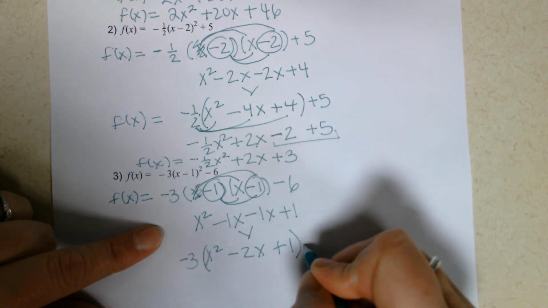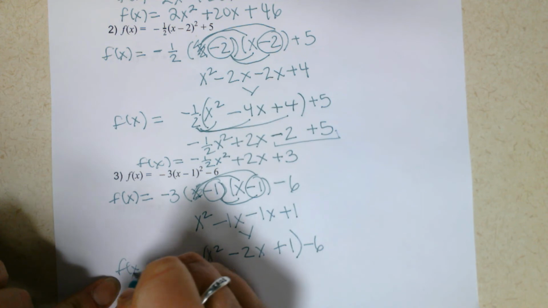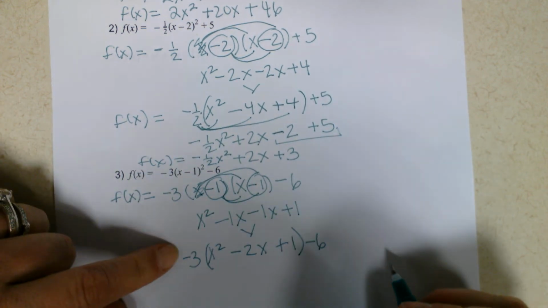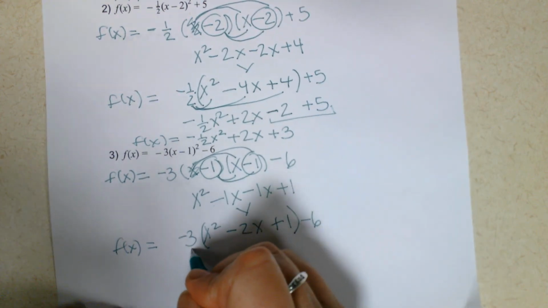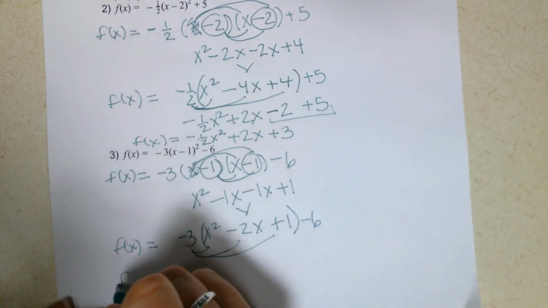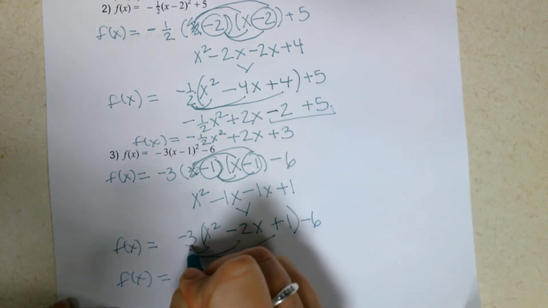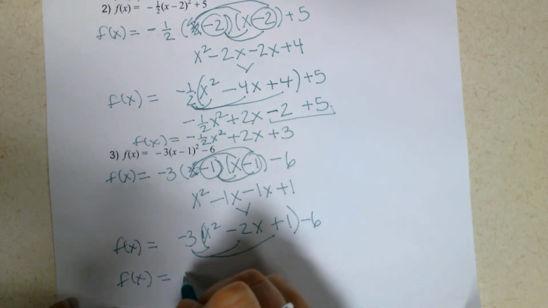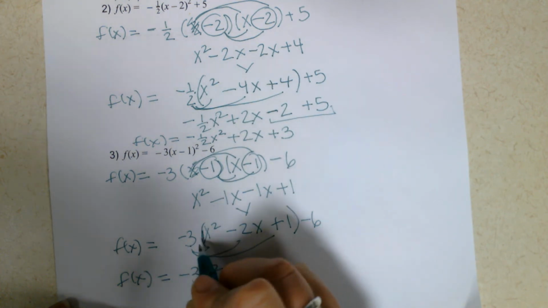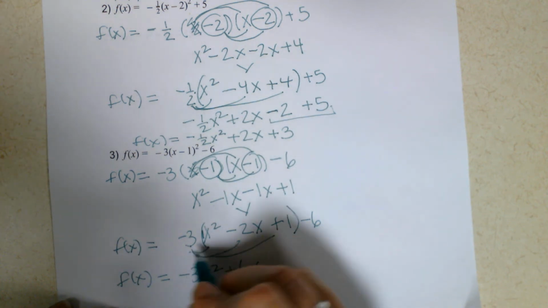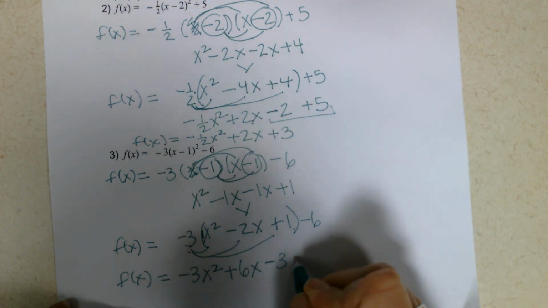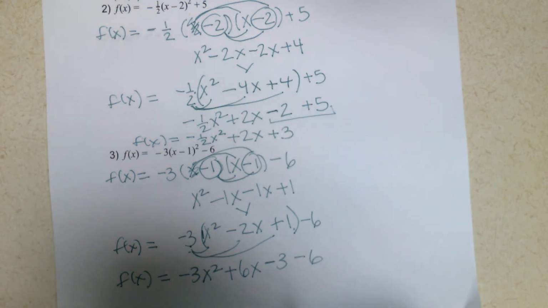I can bring down everything else that I need to work with. Brought down my negative 3 times, I brought down my minus 6. Yes, now we have to multiply the negative 3 by everything. Negative 3 times 1x squared, negative 3x squared. Negative 3 times negative 2, positive 6x. Negative 3 times positive 1, negative 3. Now I can minus my 6.